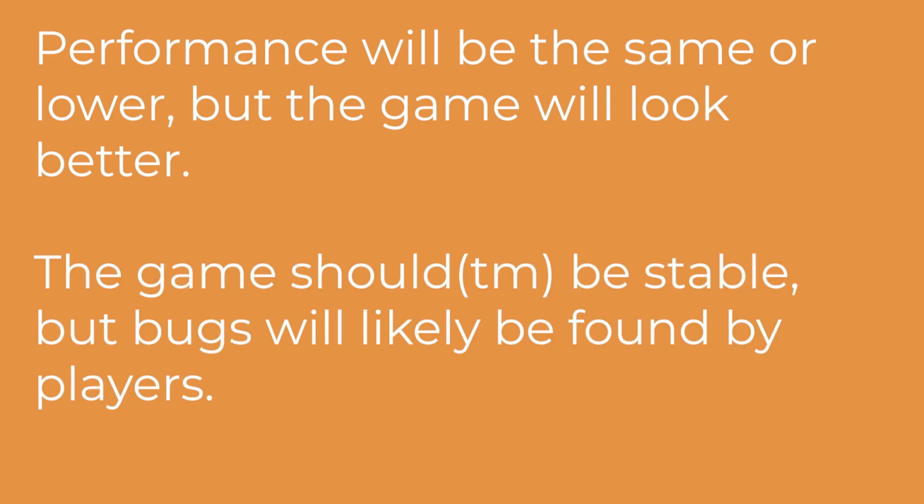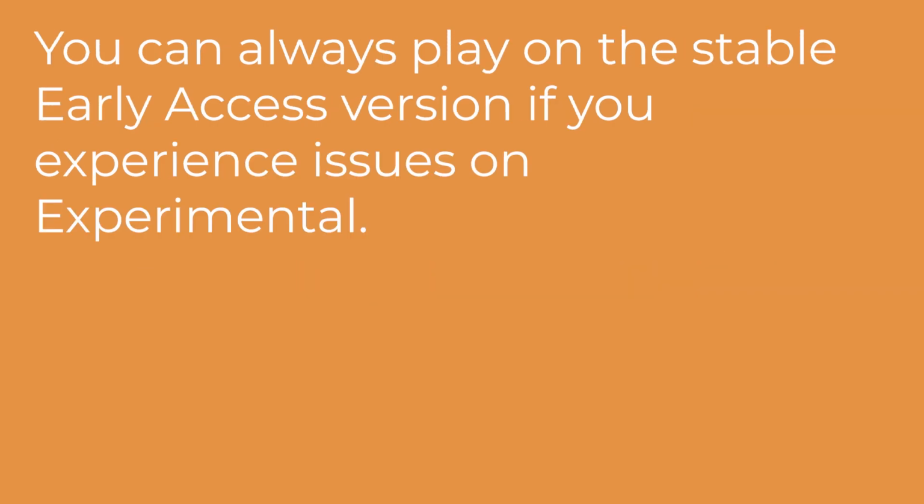So in terms of stability, the developers think that the game should be stable for release, but there will inevitably be bugs that players find once the update comes out. If there are game-breaking bugs, you can always go back to the early access version of the game, since only the experimental branch will be on Unreal Engine 5 until it's stable enough to go to the early access branch.